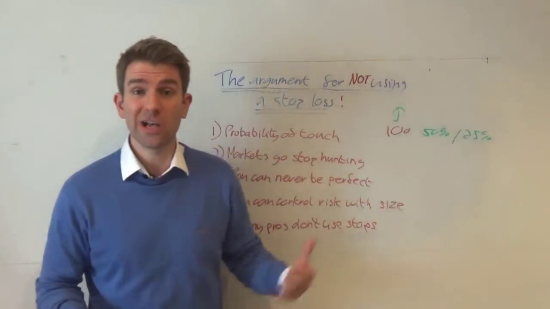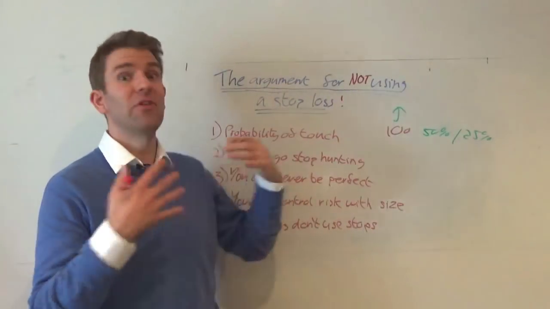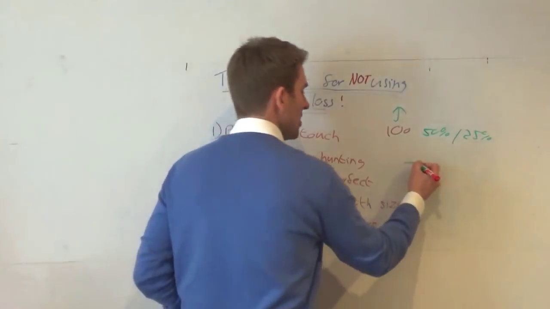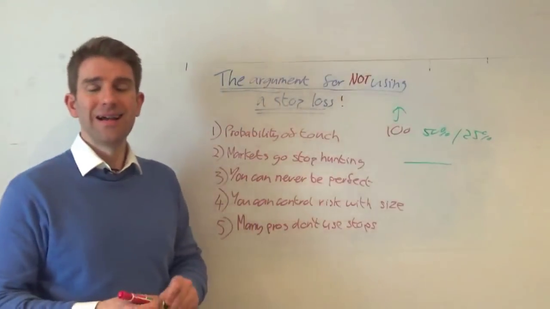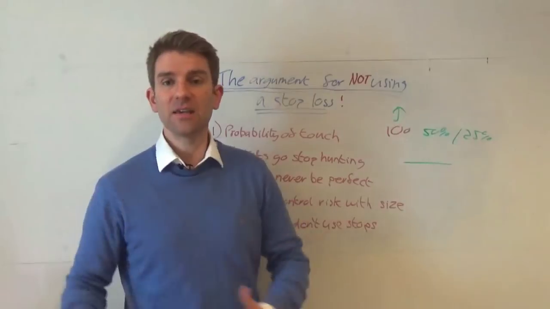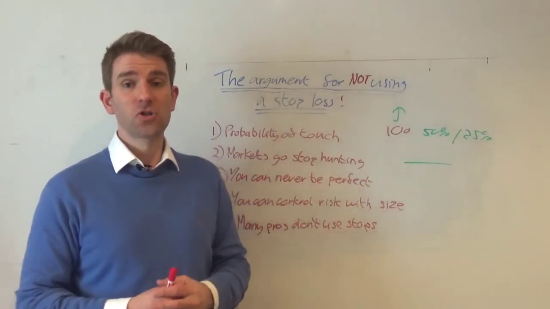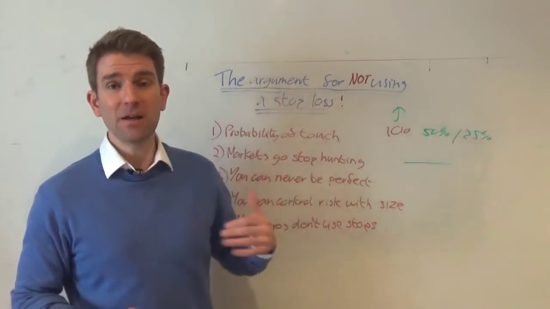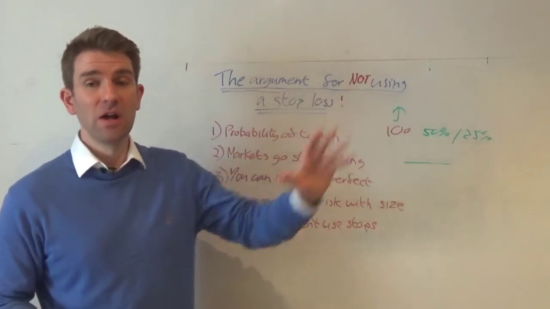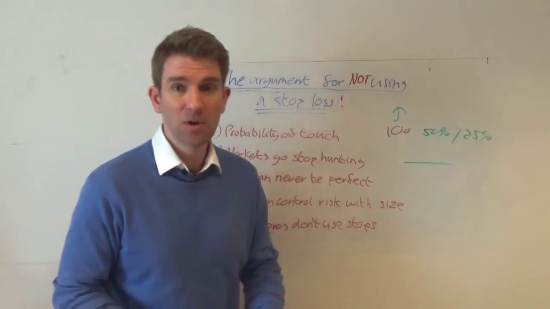Number two, markets go stop hunting. We can't talk about this without thinking about it: markets do go stop hunting. There's a general liquidity hunt in the markets. Now, I don't subscribe to the idea that there's a cartel of people purposely driving things to look for stops. I do know that in the pit, floor traders would look for stops. They would have an idea where stops were and try to drive markets towards those levels to get that liquidity.